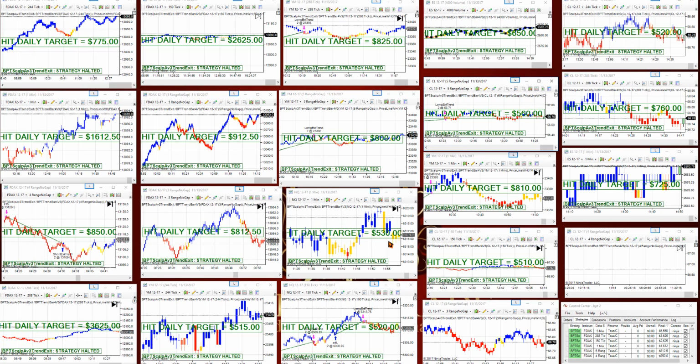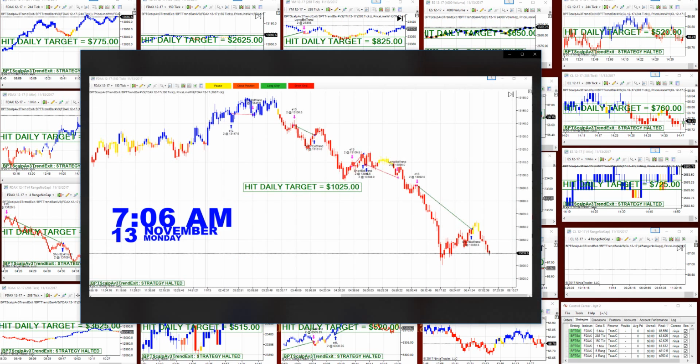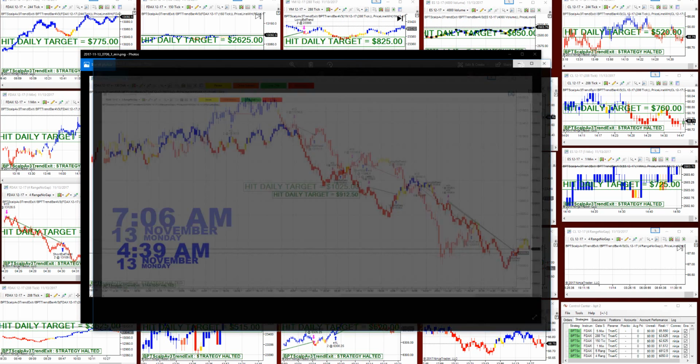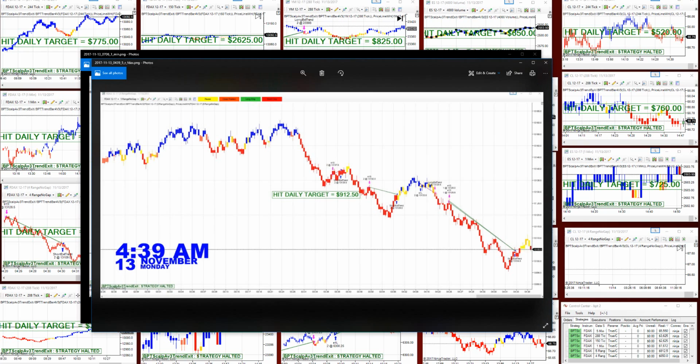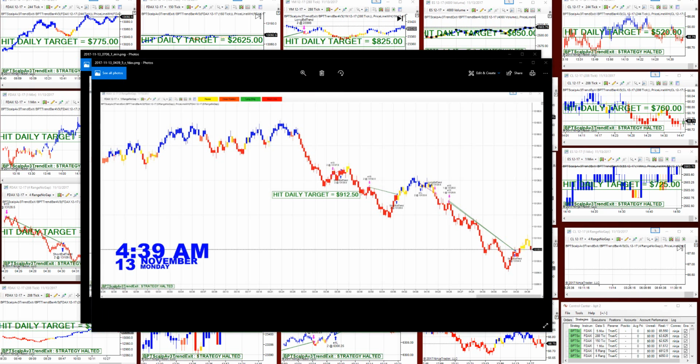This is what happened today, and I would like to show an example today on the DAX 150 ticks. We were done at 7 o'clock Eastern time. The DAX on a 5 range, those are the same charts you have looked at right now. At 4:39, we were done with 912.